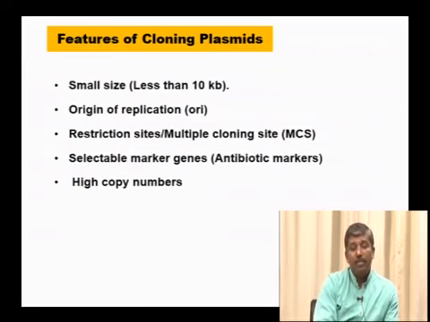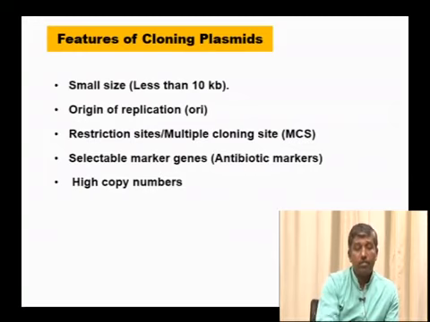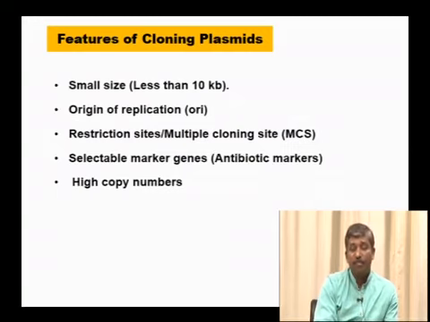Features of cloning plasmids. Whenever we select these plasmids, they should have certain features. Then only we can select them for cloning. Small size, so it can carry a large gene of interest. It should have its own origin of replication. Without this origin of replication, the gene of interest that is inserted into either the vector or into any cell is not able to multiply. Restriction sites, either one or many, which are recognized and cut by a specific type of restriction enzyme.